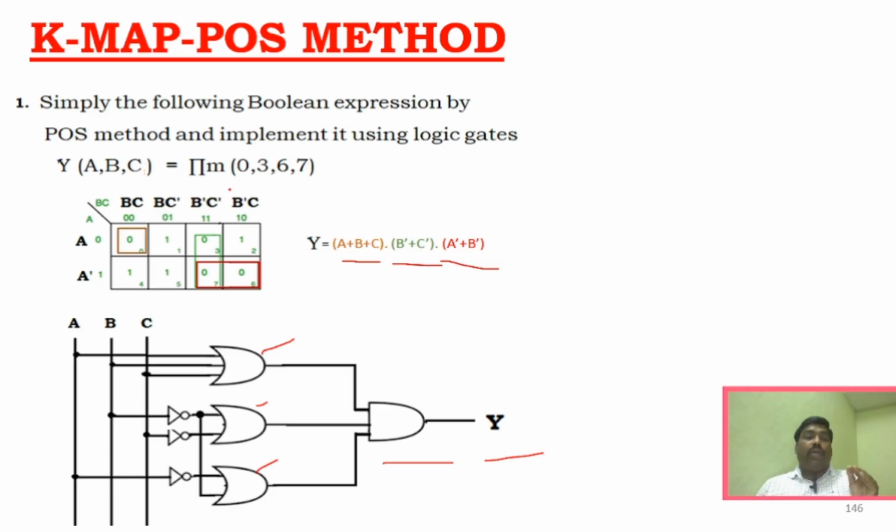The very important step you have to understand here is that this POS method is completely opposite of the SOP method, right? Which means 0 will be a non-complement form and 1 will be a complement form, right? And you have to put zeros and then combine the zeros. For these two, what are you obtaining? You're obtaining A bar plus B, because for these two only B bar is common, and this one A bar. And for these two, only B bar plus C bar. And for these two, it is A plus B plus C, right?